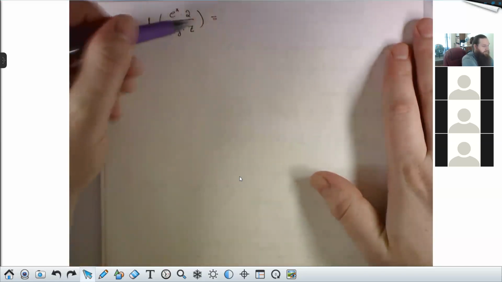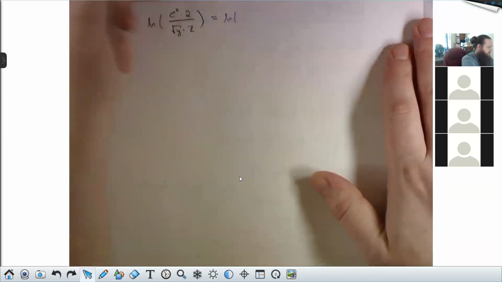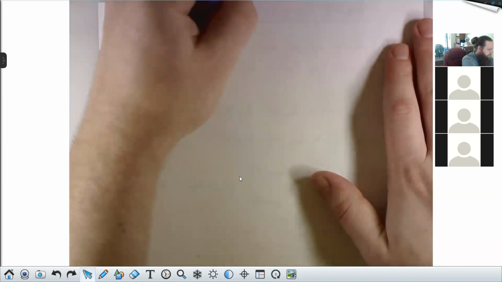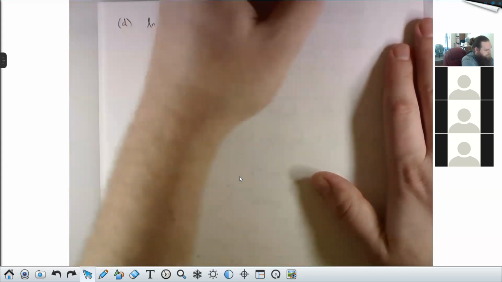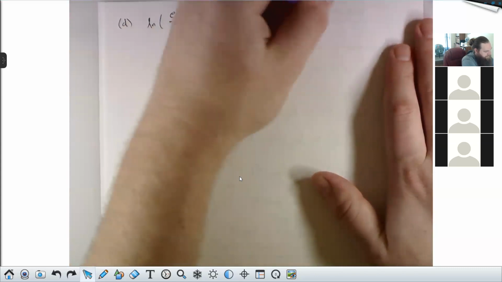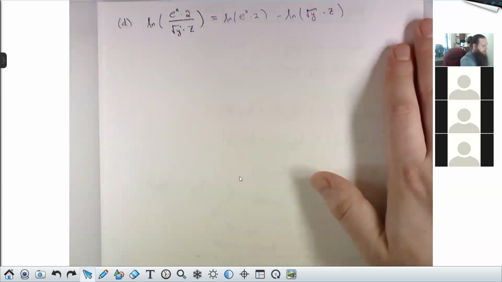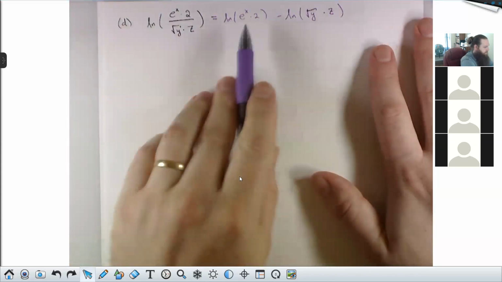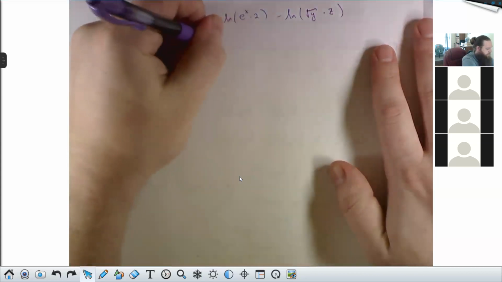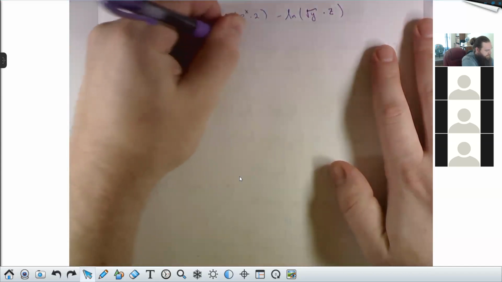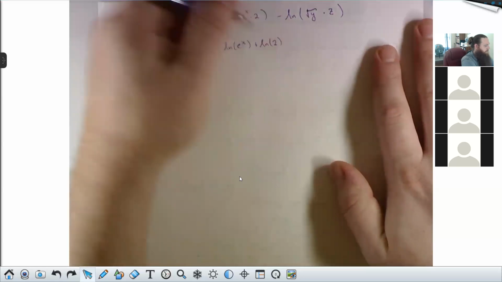First, the outermost thing I see here is this division again. So I'll start with my division rule. That's going to be the ln of the top minus the ln of the bottom. And then each of these has some multiplication inside. So the first one I would write as the ln of e to the x plus the ln of 2.